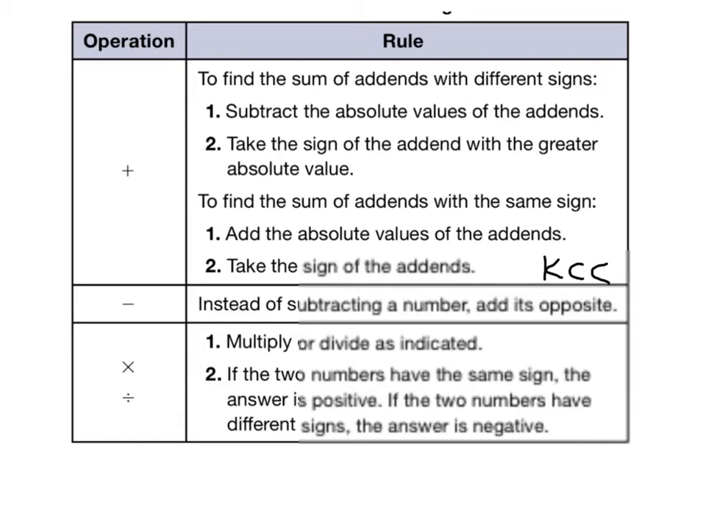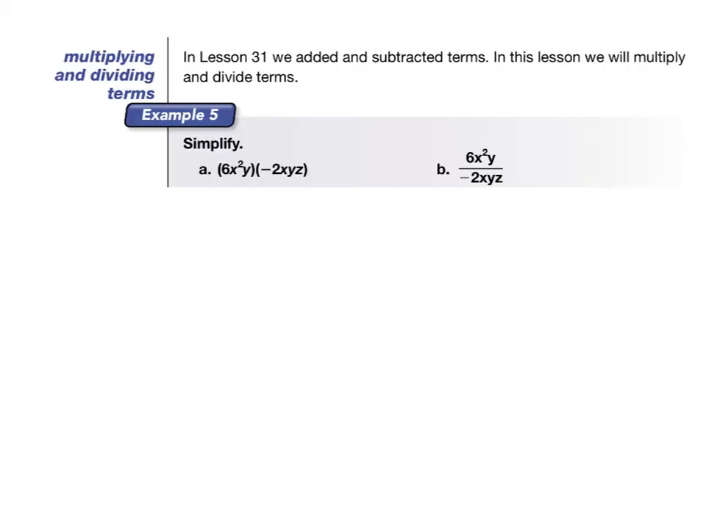Now, we have a couple more examples, and they have to do with a new topic, and that is multiplying and dividing terms. So write that down, multiplying and dividing terms. Now we've added and subtracted terms, combining like terms. Now we're going to multiply terms together. All right, so let's see what we would do. Write down example 5 in your notes.